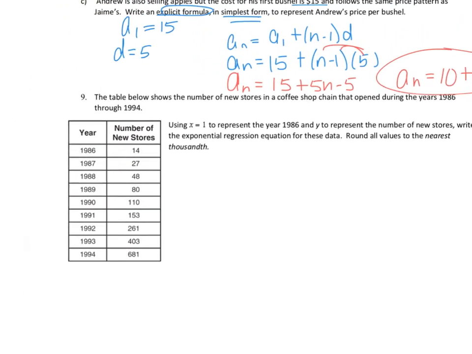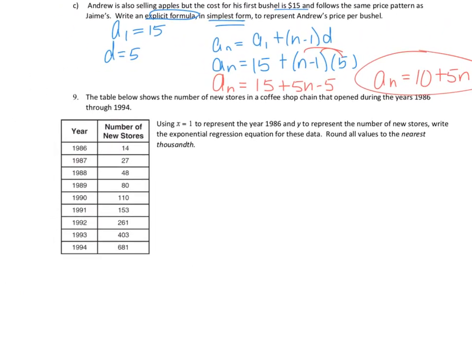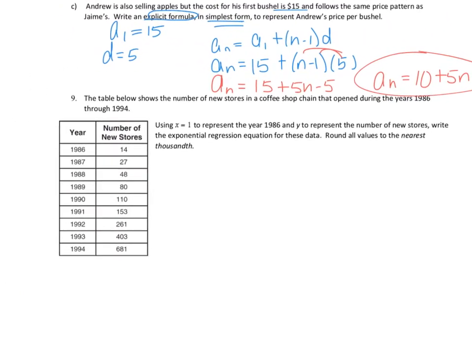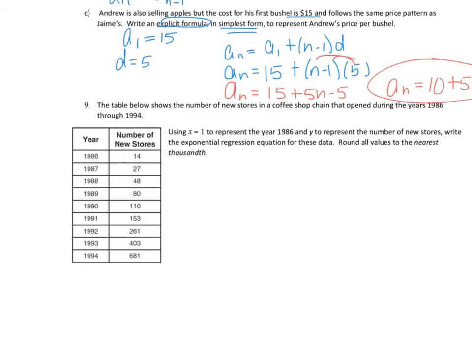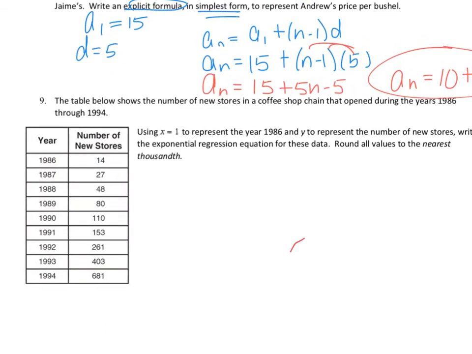Next question. The table below shows the number of new stores in a coffee shop chain that opened during the years in 1986 through 1994. They want you to use x equals 1 to represent the year 1986 and y to represent the number of new stores. This is x, this is y. They want an exponential regression equation. So equation y equals exponential ab to the x. That's what they want. Round all values to the nearest thousandth.